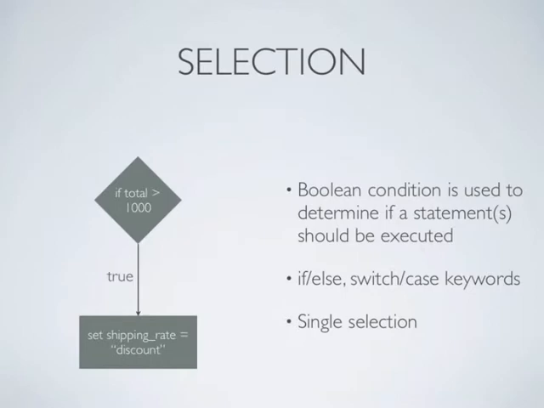An example of a selection structure here would be something like where we say if the value of a total variable is greater than 1,000, then maybe we set a variable called shipping rate to discount. Just one of a million different places where we might use that type of structure.